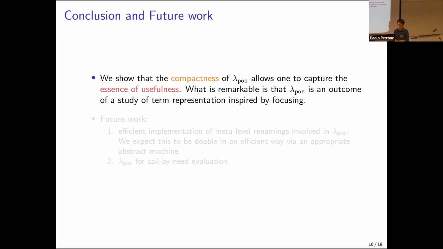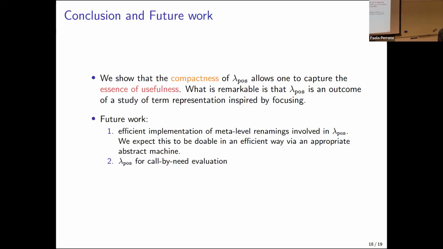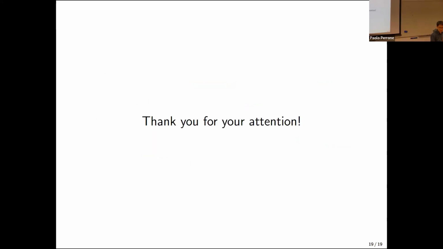And the positive number calculus is not simply a refinement of the existing calculus. What we leave for future work is an efficient implementation of namings involved in this positive number calculus. This will justify that this calculus can be seen as an intermediate step towards efficient implementation. And another thing that we want to do is to use polynomial characters to account for call by evaluation. And that's all. Thank you.